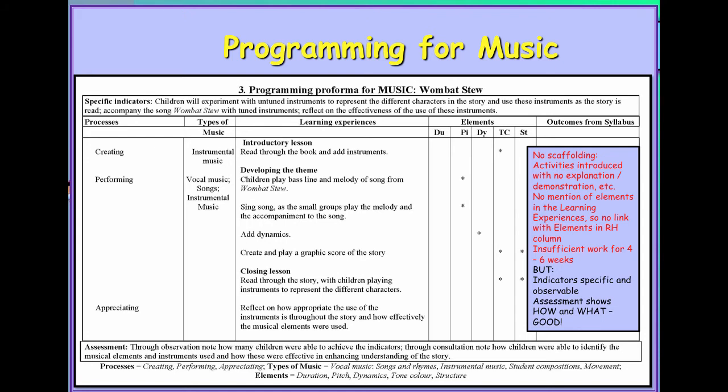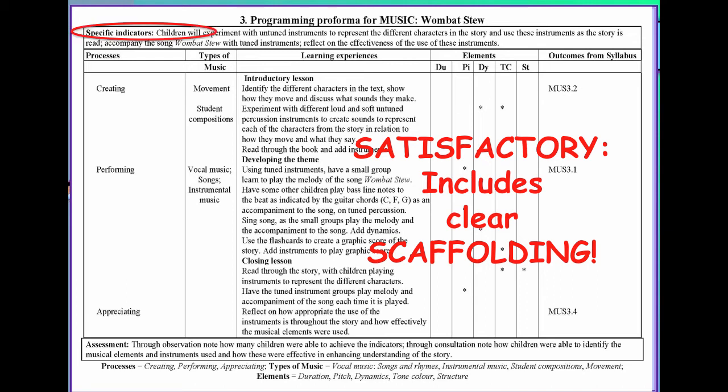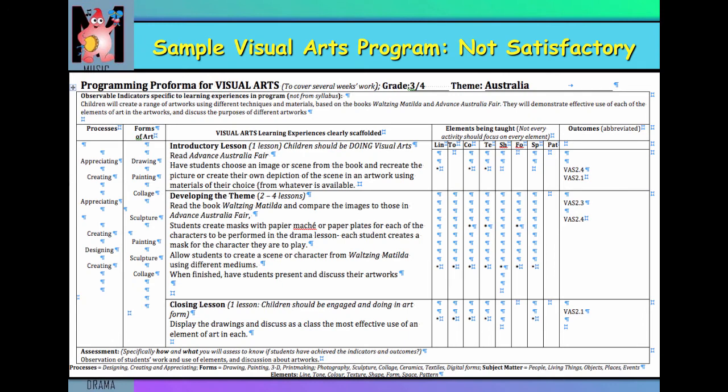that part is good. Here's the same program, but with more scaffolding, and it's satisfactory. So you've got the indicators linking with the assessment, specific learning experiences, talking about loud and soft instruments, tying in with dynamics, learning to play the melody of the song, and so pitch has been ticked. Notice that we're not ticking every single element for every single activity. Just focus on one element, or maybe even 2 in an activity, no more than that. The groups will play a melody, and so pitch is focused on. Here's a visual arts program which isn't satisfactory. Why isn't it?